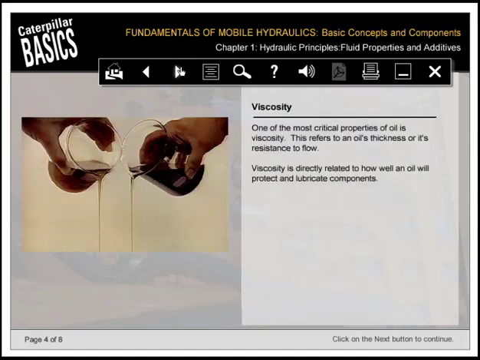One of the most critical properties of oil is viscosity. This refers to an oil's thickness or its resistance to flow. Viscosity is directly related to how well an oil will protect and lubricate components.